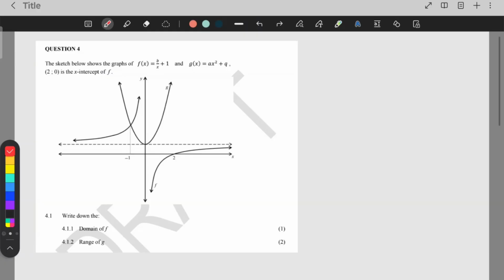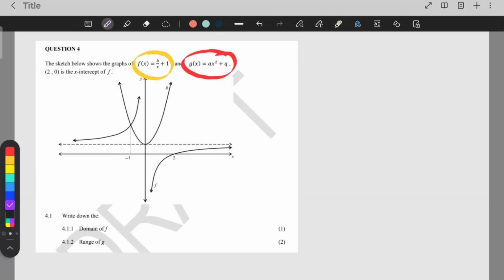The information says the sketch below shows the graph of f of x. Can you see there? X is in the denominator, so that means that's the hyperbola. And g of x is ax squared. So when you have x squared, it's a parabola. Okay, so this is the parabola and this is the hyperbola.